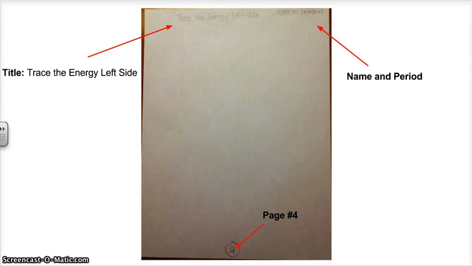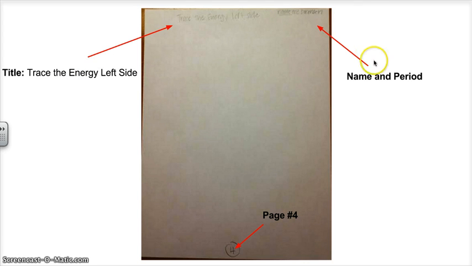Alright, here is your trace the energy left side. You should be on page 4, which is the back of your energy notes. And you should title your paper. It's kind of hard to see, but mine says trace the energy left side.